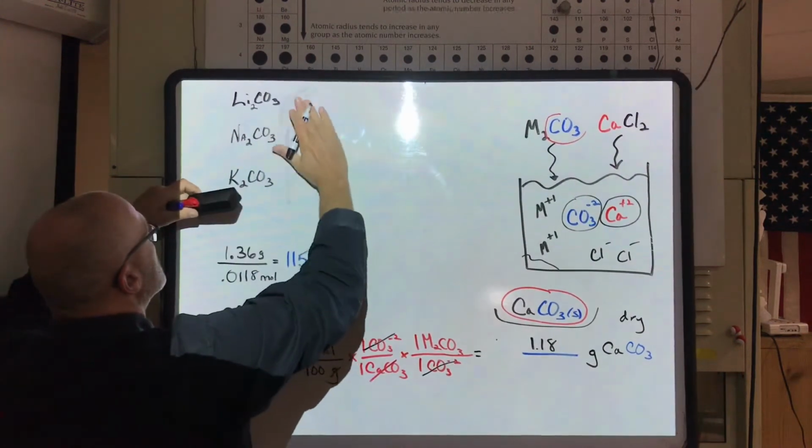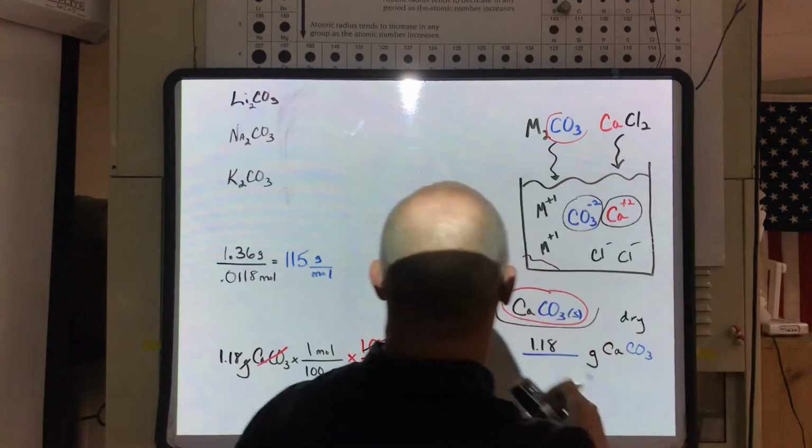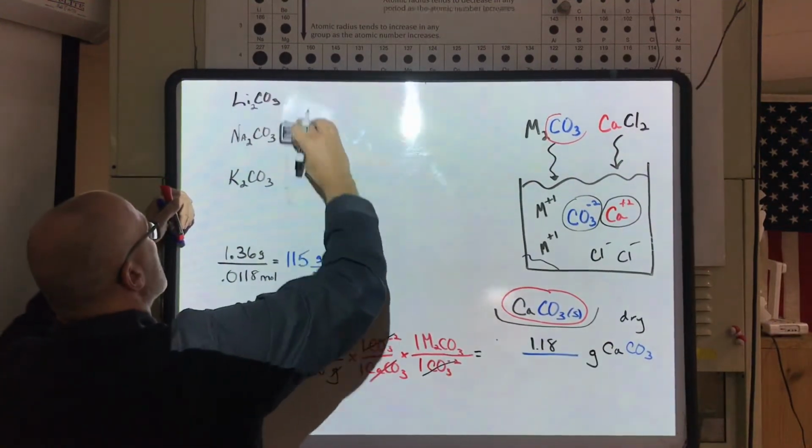So 74 grams per mole. I think I want this one. All right, so that's 74.